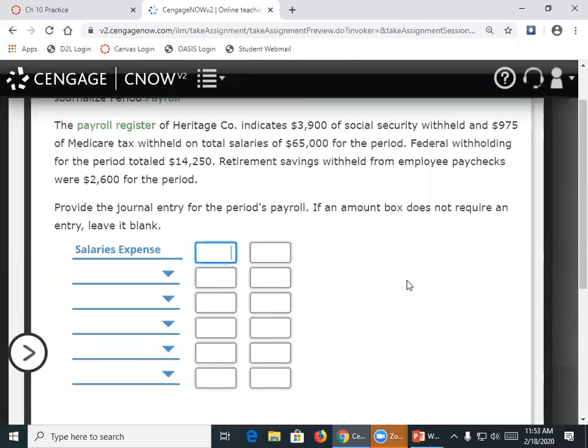Yeah, exactly. It's the amount before any deductions. So it's just the total salary of $65,000. Very good. So my gross pay, before deductions, is an expense of $65,000. That's the total expense to the employer. Then I'm just going to credit my withholdings or deductions.